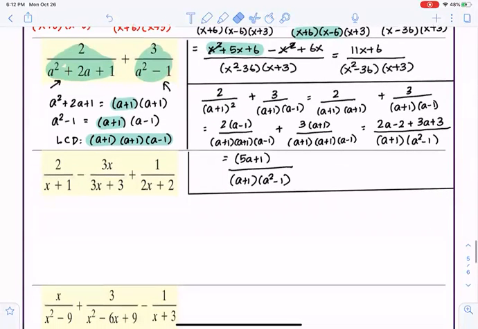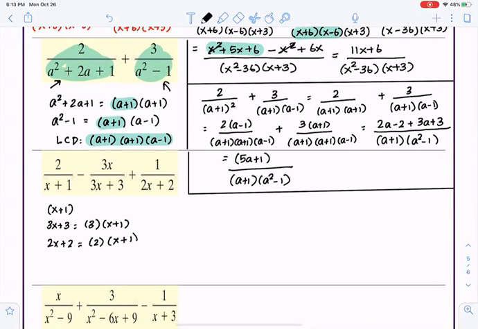So this is an easy problem. So we have x plus 1 in the first denominator. So x plus 1 is just x plus 1 as is. There's nothing we could do about it. The next one is 3x plus 3. I could write 3x plus 3 as 3 multiplied by x plus 1. After that, we have 2x plus 2, which I could write as 2 multiplied by x plus 1.